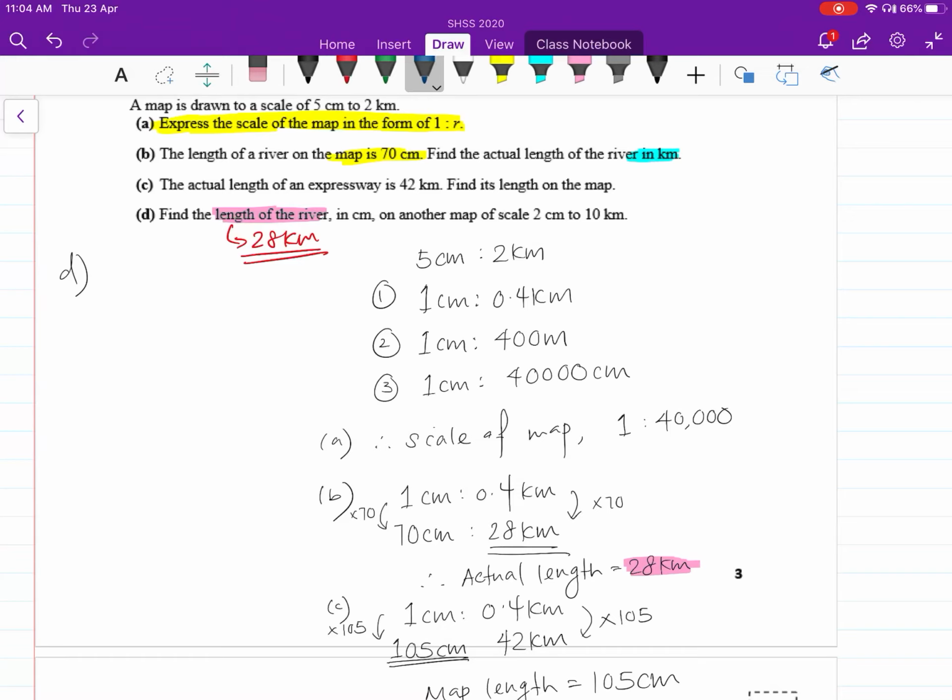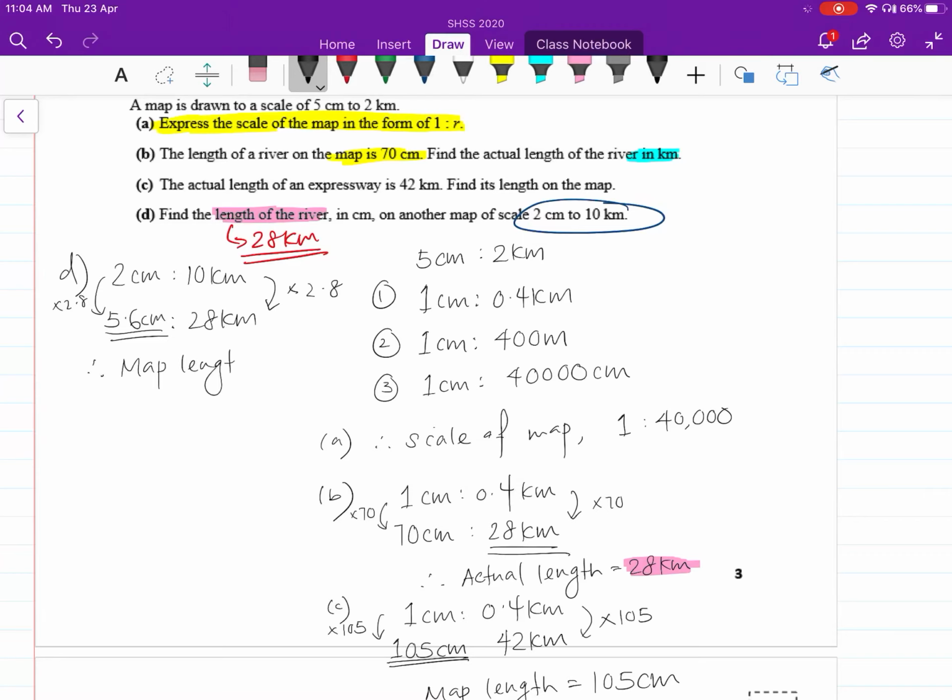Now, this is on another map, 2 cm to 10 km. So we work with this, 2 cm to 10 km. They want to find out how many cm it is on the map. The actual length of the river is 28 km. So again, very simple. I just need to know multiply by what. So I take 28 divided by 10, obviously is 2.8. So on this side, I just multiply by 2.8. Then I get 5.6 cm. This is my final answer. Therefore, map length is 5.6 cm.